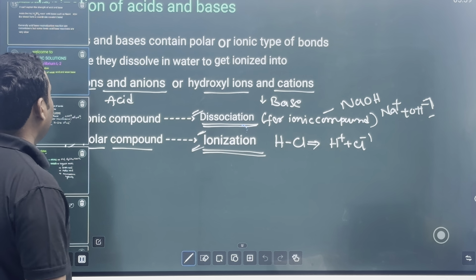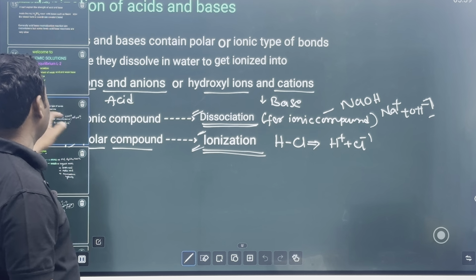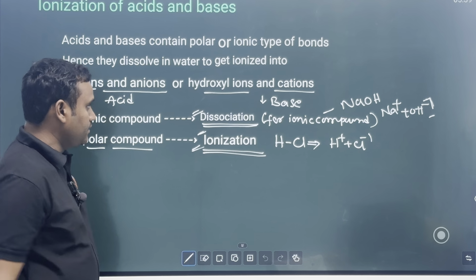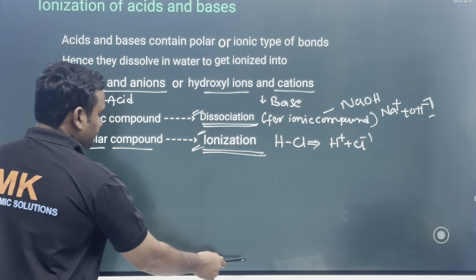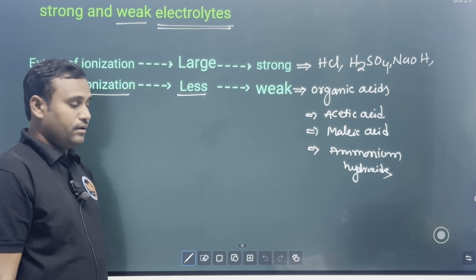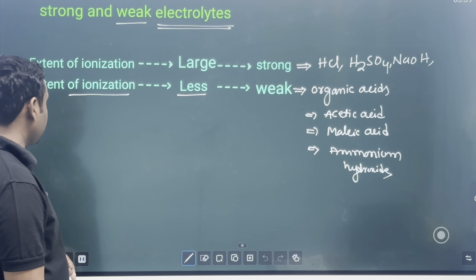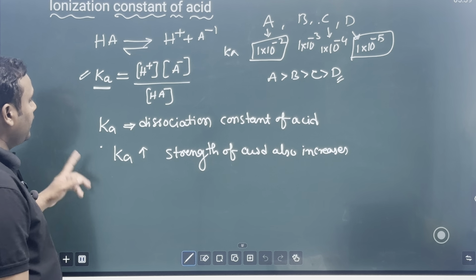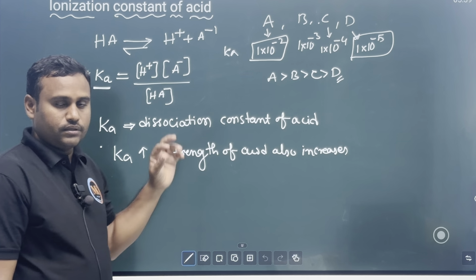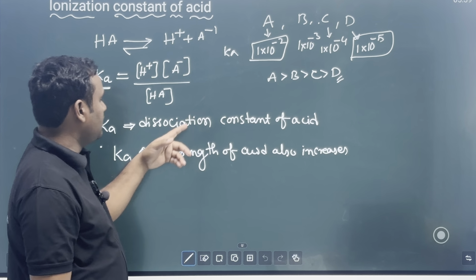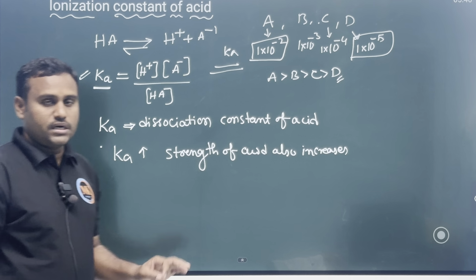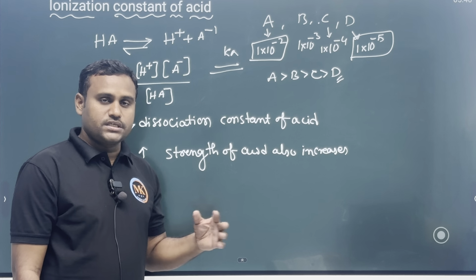And then, what is ionization? What is the ionization of acids and bases? And what is dissociation? What is ionization? And next, strong electrolyte and weak electrolyte, based on the extent of dissociation, ionization. Ionization constant, how to write the ionization constant? Based on the ionization constant, Ka values. Ka is a direct measure of the dissociation constant of acid. As the dissociation constant of acid Ka increases, acidic strength also increases.